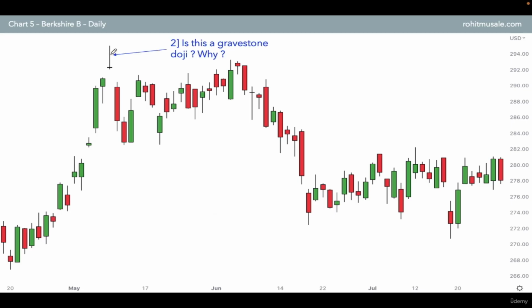Question 2, is this a gravestone doji? No, because there is a small lower shadow here. If there was no lower shadow, then this is a gravestone doji.